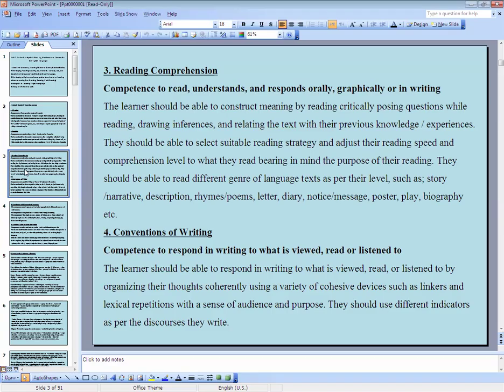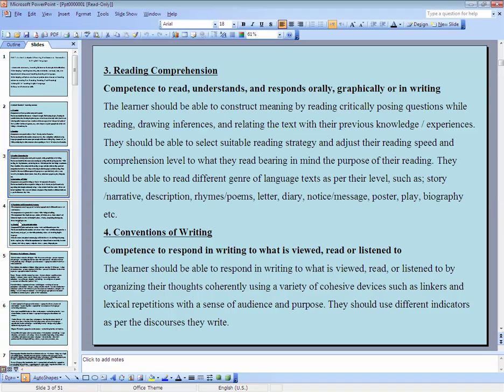Then we have conventions of writing. Here, the student should be able to respond in writing to what is being viewed, what is being read, or what they have listened to. They should be able to respond in writing, organizing their thoughts by using cohesive devices such as linkers, without repetition of words.